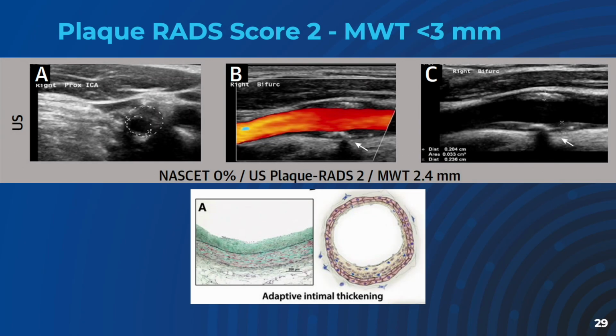So here's an example of a carotid plaque with a score of 2, and as you can see, the maximal wall thickness is 2.4 millimeters. Looking at the axial and longitudinal views, there are both non-calcified and calcified elements in the plaque, with the calcified elements causing an acoustic shadow.